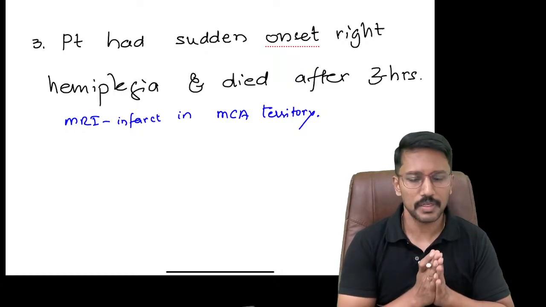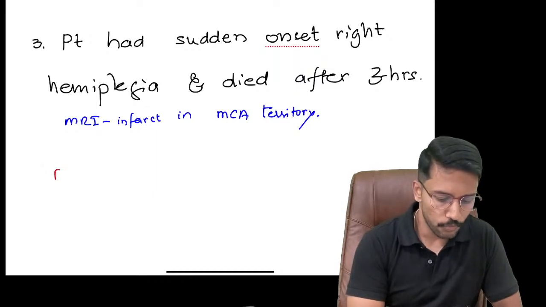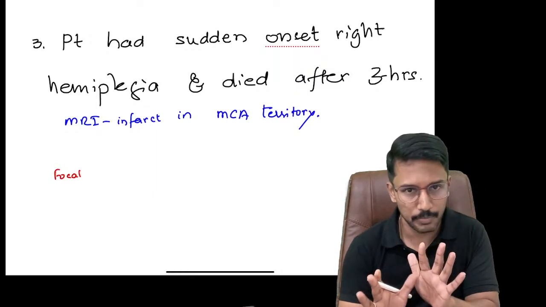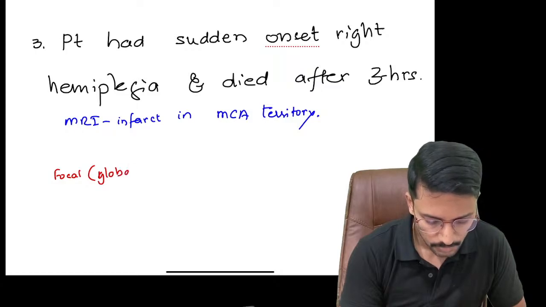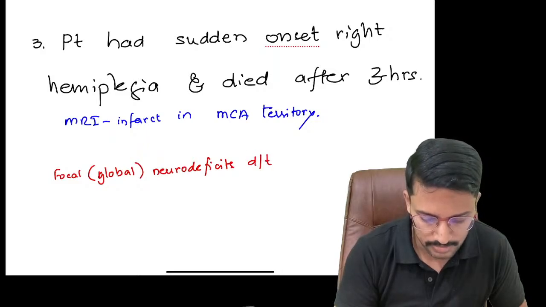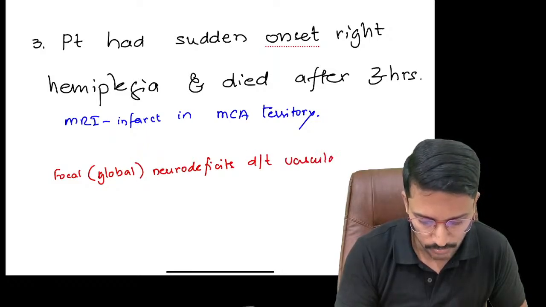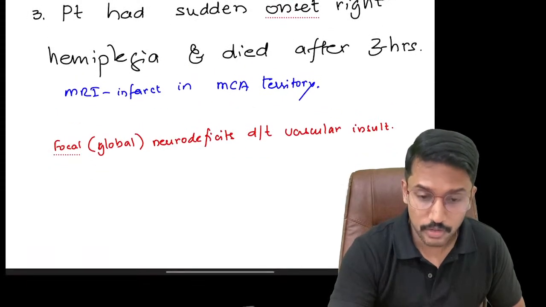So Nilanjana had given a very concise and a simple definition. So basically, stroke is nothing but focal neurological deficits. It can be global but rare. Focal, rarely global neurodeficits. Focal neurodeficits due to vascular insult. Vascular insult. Now, what is the meaning of this definition?